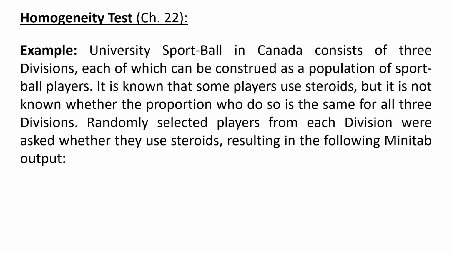Next one. Moving on to the homogeneity test. Here, University of Sports Ball in Canada consists of 3 divisions. This is actually something we did during one of the lectures. Here we're going to construe each of the 3 divisions of sports ball players as a population. So we have 3 populations, and it is known that some players use steroids, but it's not known whether the proportion who do so is the same for all 3 divisions. And so we're going to take a random sample from each of these 3 populations, and we're going to ask whether the distribution across the 2 responses, yes and no, is the same for all 3 populations. So that's a homogeneity test.